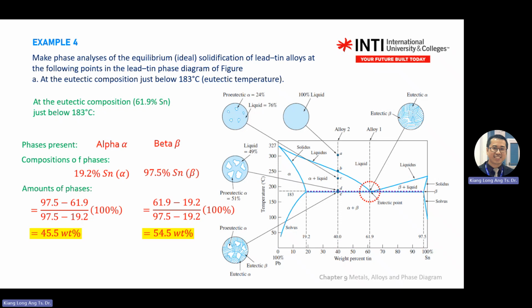You should be able to do this if the question asks you to do phase analysis. Phase analysis means we expect to see you write phases present, composition of phases, and amount of phases. Then you do it accordingly. The left-hand side is the first component, the right-hand side is the other component. You just draw a line.